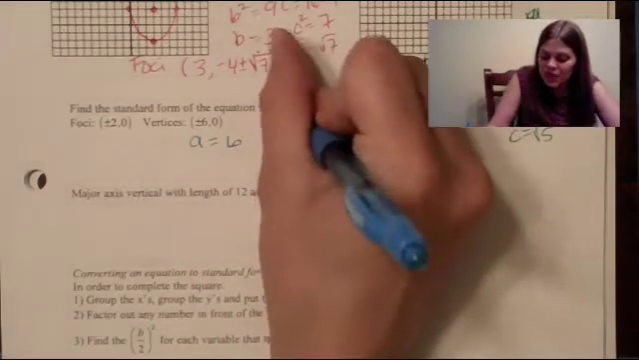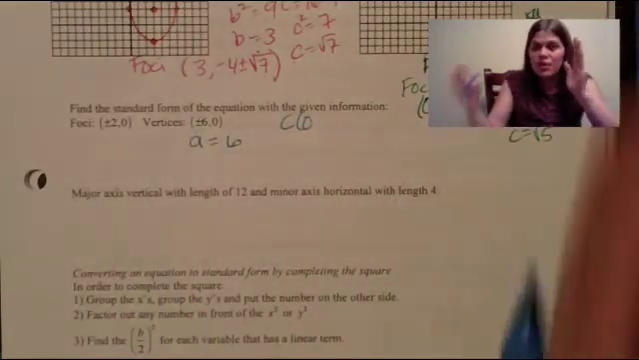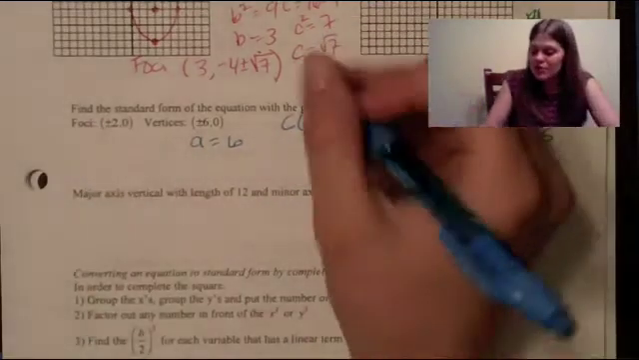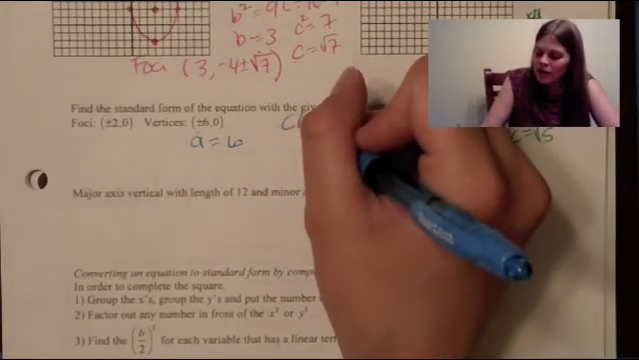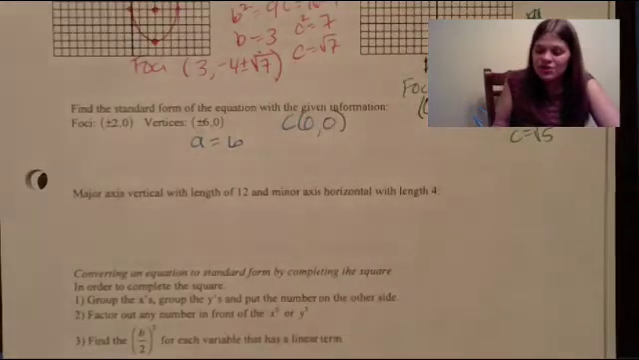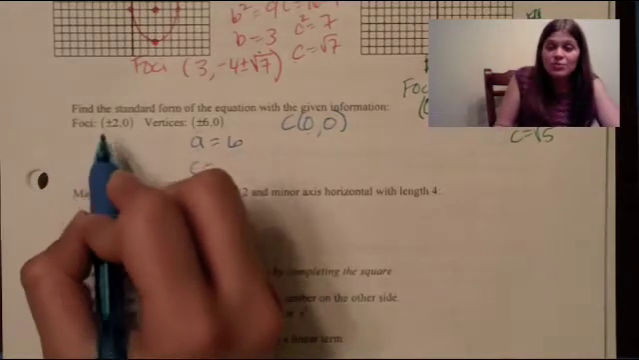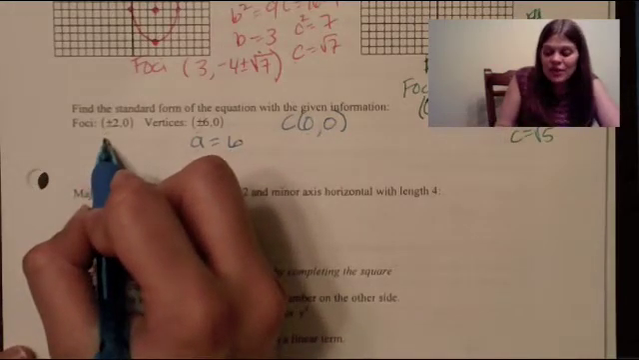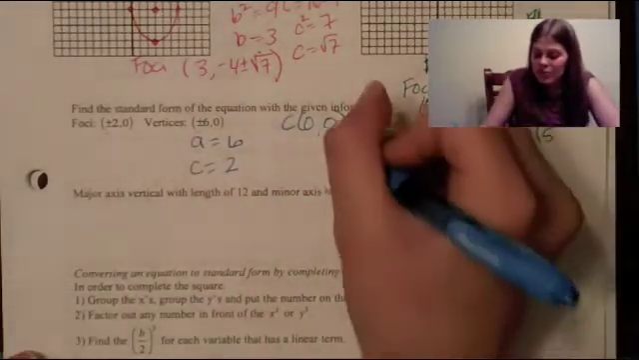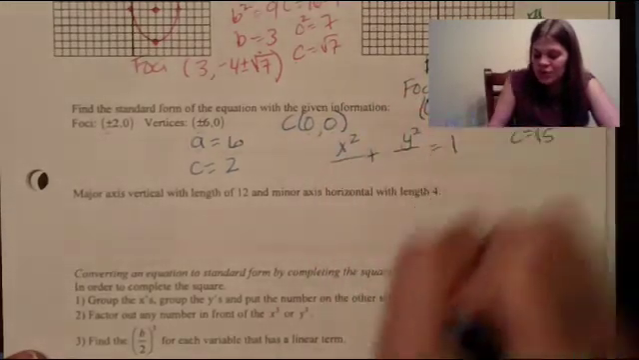So your center is at 0 for your x value, because that's halfway in between your positive 6 and your -6, as well as your positive 2 and -2. And then since this is 0, the y value of your center is also 0. Okay? So my a value is 6. My c value, because you remember you use your c value to get to the foci, is 2. So if I want to create my equation, I'm going to do x squared plus y squared, both of them over something, equals 1.